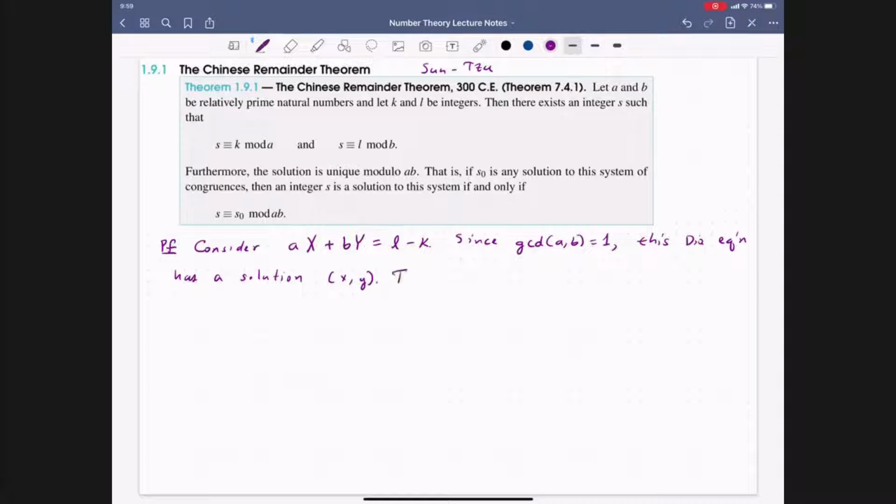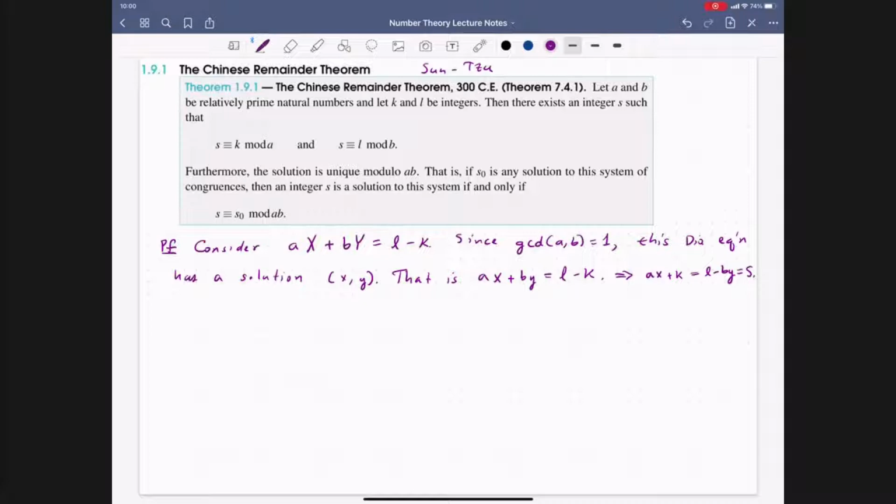So that is, our equation is ax plus by is equal to l minus k. Now, let's go ahead and add k to both sides and subtract by from both sides. So specifically, we're going to have ax plus k, we added k on both sides, but we're going to be subtracting by on both sides. And so we have l minus by. And we're going to go ahead and set this equal to s. So let's go ahead and define this to be s.